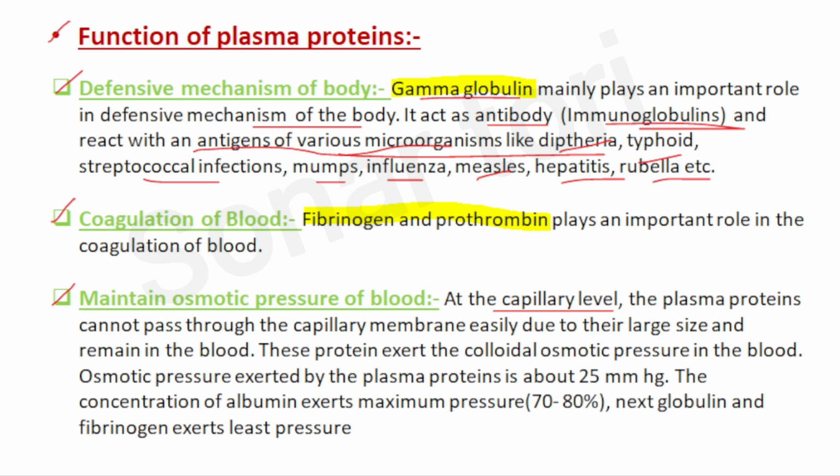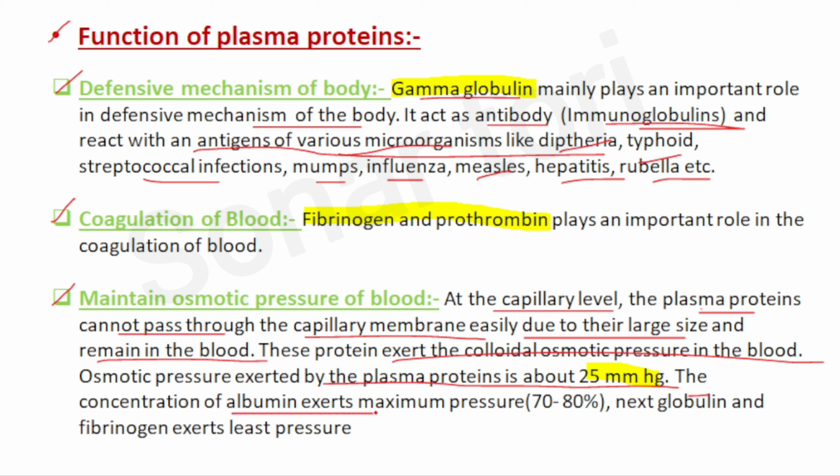At the capillary level, different types of substances can pass through the capillary membrane easily. But the plasma proteins, due to their large size, cannot pass the capillary membrane easily and they remain in the blood. These proteins exert the colloidal blood pressure in the blood. The osmotic blood pressure exerted by the blood plasma is about 25 mmHg. That is the normal condition, and it is important for maintaining our body function.